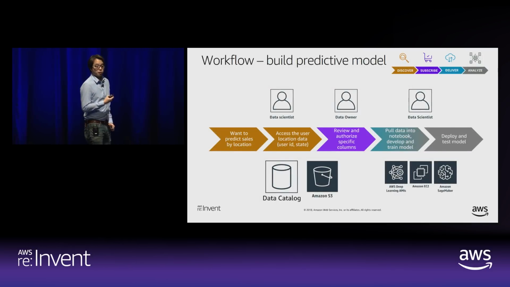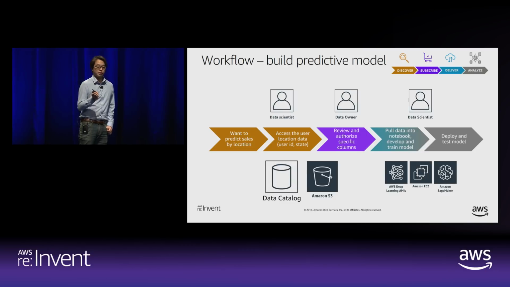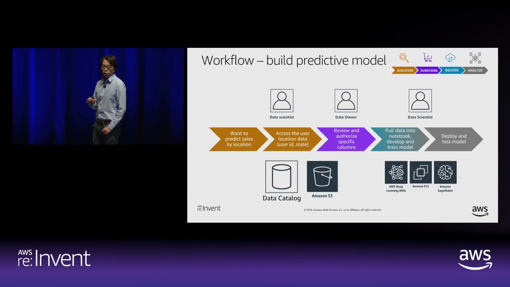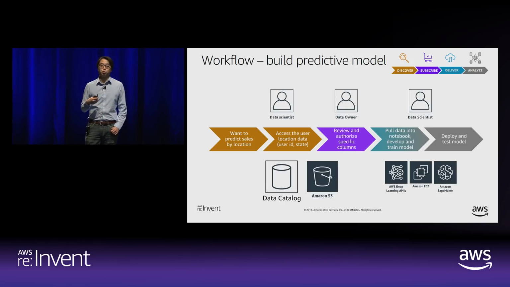And last but not least, here's the last workflow. It's one around data science, where a predictive model needs to be built by a data scientist. You'll notice that the flow is again very similar to the last workflow. You're touching the data catalog, you're talking to S3, and remember, this pattern is pretty much universal for a data lake implementation. So securing that catalog and securing that object store is paramount. Then you pull the data, after you've been authorized, into a notebook, you develop and train the models, and then you deploy and test that model.